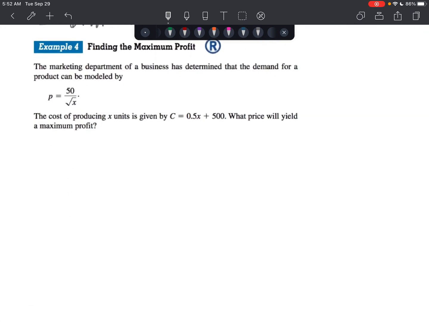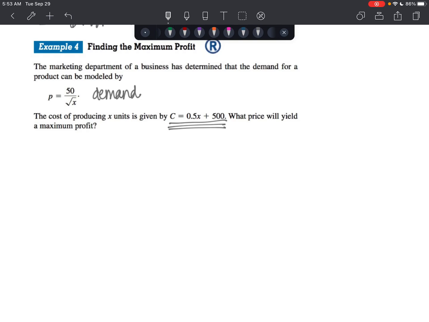Finding the maximum profit. The marketing department of a business has determined that the demand for the product can be modeled by, they give us a demand function. This is wonderful. That means it's not linear. We don't need to find it on our own. It's given information. The cost of producing x units is given by an equation that they provide us right here. What price will yield a maximum profit?